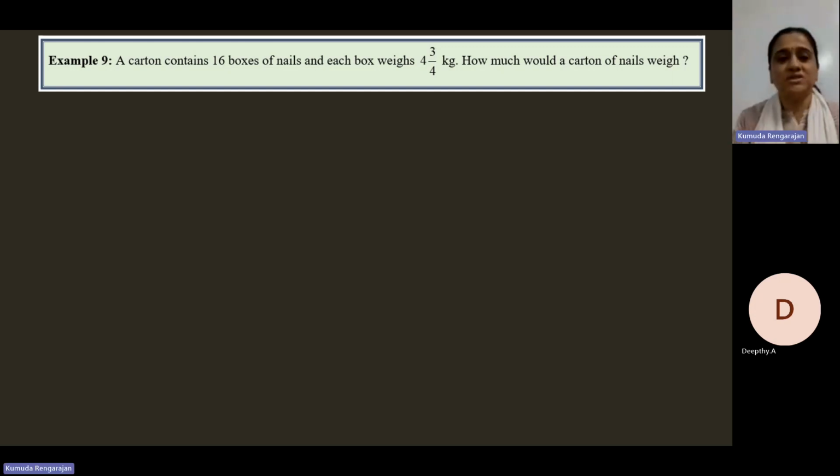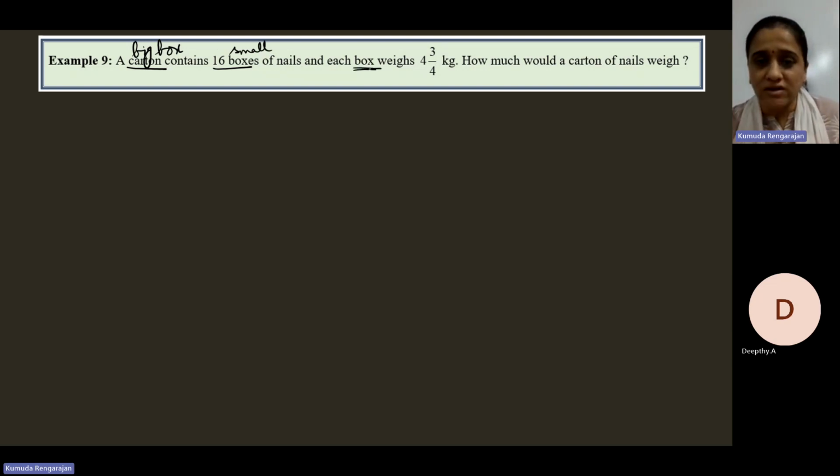No, see, in this question, the carton is the big box and that box is a small box. Ma'am, I have a doubt. Yeah, this is the big box. Just a second, Deepthi. This carton we understand as the big box. And inside that big box, there are 16 smaller boxes. Now each box means this box only, because the bigger one is called the carton. So not to get confused, we understand carton as a big box.